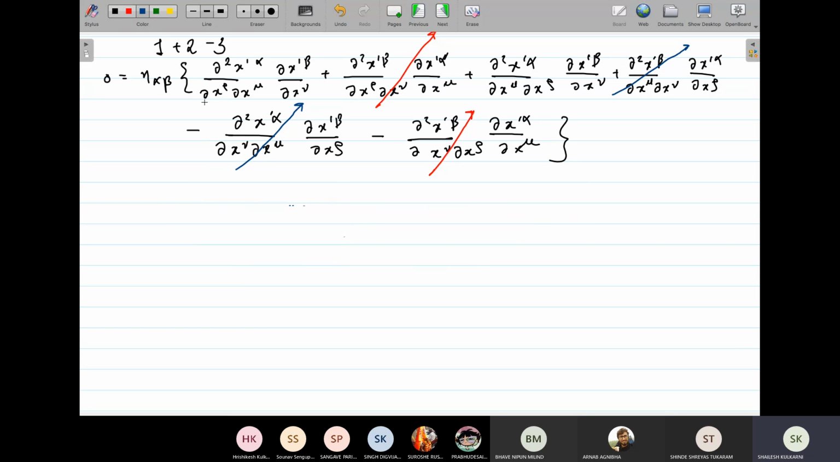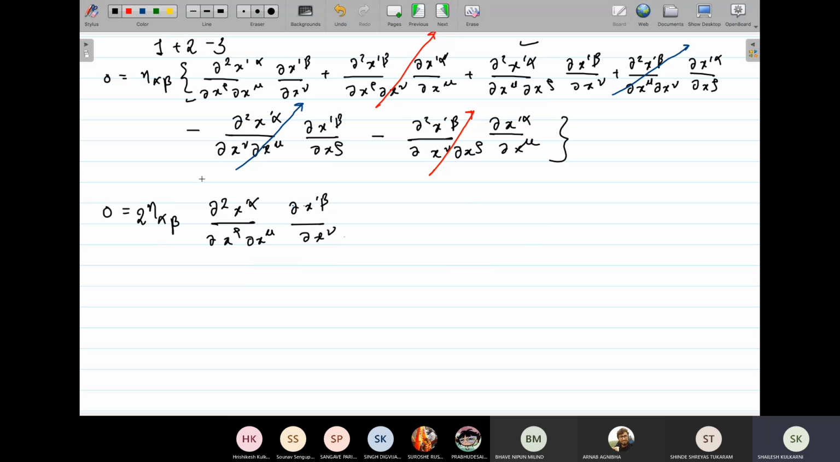And what remains? What remains is this term, this, and this one. Okay, so 0 is equal to eta alpha beta del 2, but this term is same as this one, just interchanging mu rho as partials will not create any difference, right? So it is twice eta alpha beta del 2 x prime alpha del x rho del x mu, x prime beta and del x nu. Is it clear?